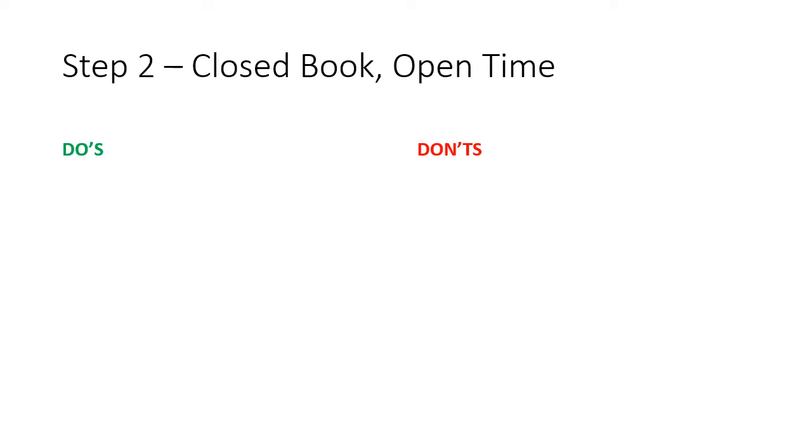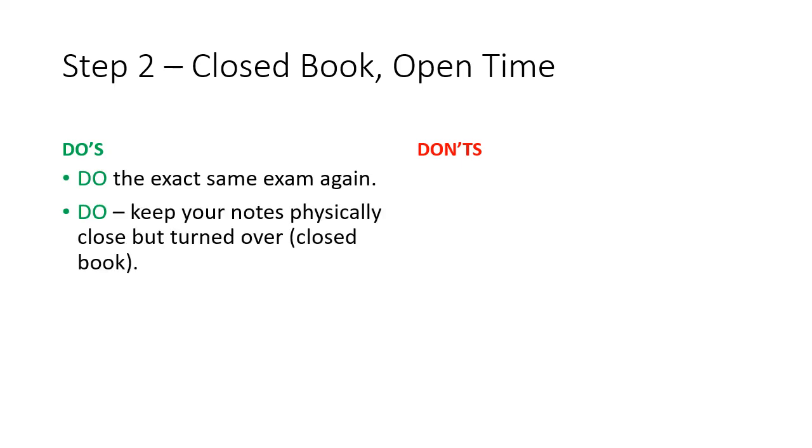After you've done the exam, step 1, you go back and do exactly the same one again. So do the exact same exam again. And keep your notes physically close but turned over or under a book or something. And the weird thing is, as you're doing the exam, and because you've done it in order, you will start to visualize and memorize what was on your notes. You're just trying to force your brain to go, now what did I write down, that stuff I didn't know? And it'll be there. And that's when it shifts into long-term memory.